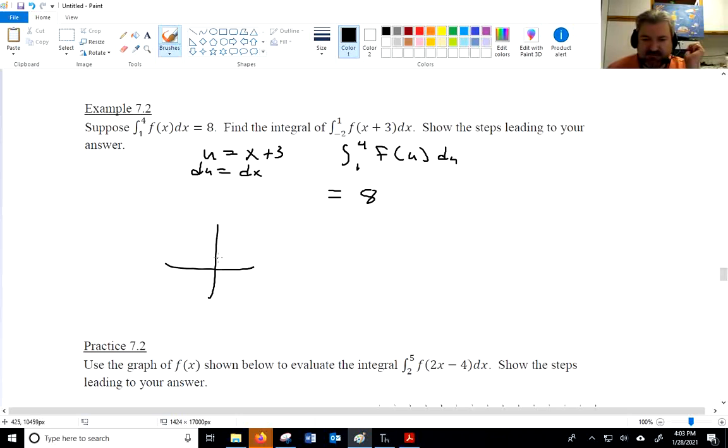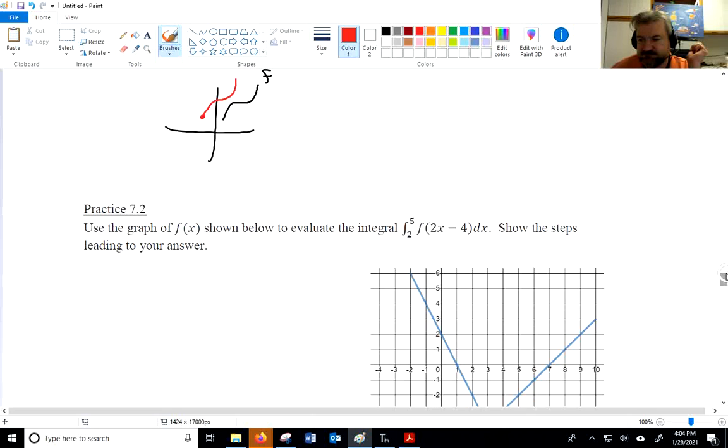I don't know what the shape of f was. From 1 to 4, maybe f looked like that, okay? But if I graph f of x plus 3, if you remember your transformations, that's just going to shift everything over by 3. So now it's going to go from negative 2 to 1. But it's the exact same shape, so it's the same area. It's just been scooted over, and so did our bounds.